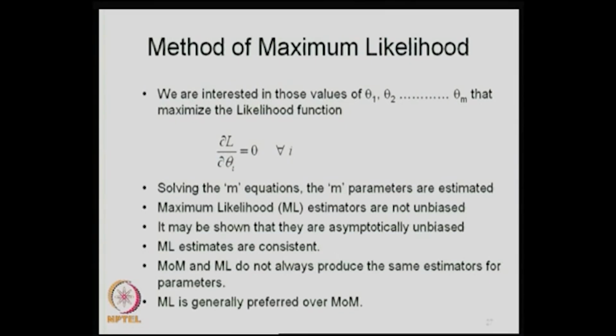The method of moments and the method of maximum likelihood do not always produce the same estimate of the parameters. This must be remembered: you may use the method of moments and come up with some estimates for the parameters, but when you use the method of maximum likelihood, you may come up with some other estimates. When this happens, the maximum likelihood estimates are generally preferred over the method of moments.